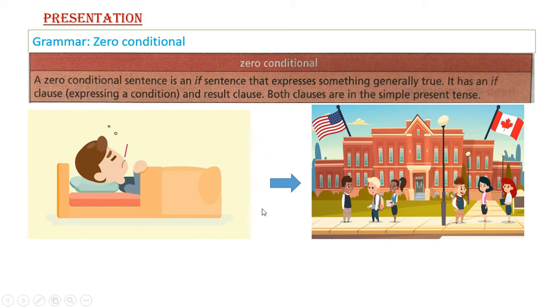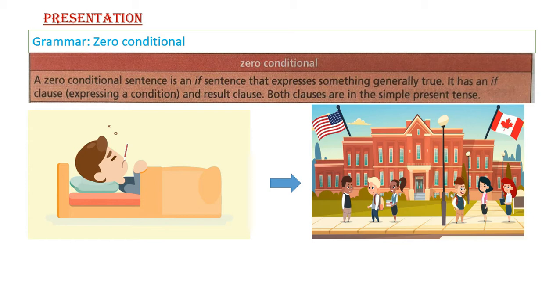So this means that the zero conditional is a kind of sentence that starts with if, and normally we use it to talk about something that is generally true in the present time. So we do not use it to talk about the past simple or the future. The sentence you create uses the present simple tense, not past simple or future tense.